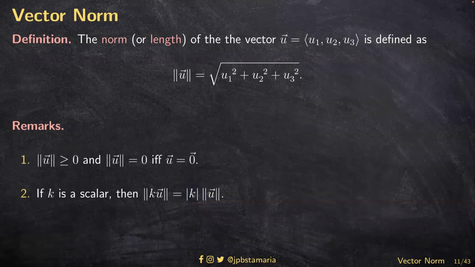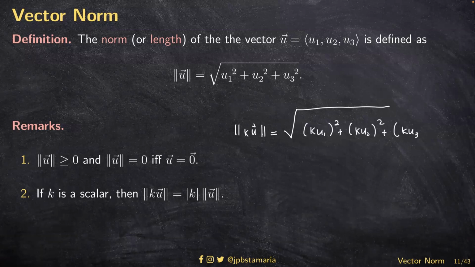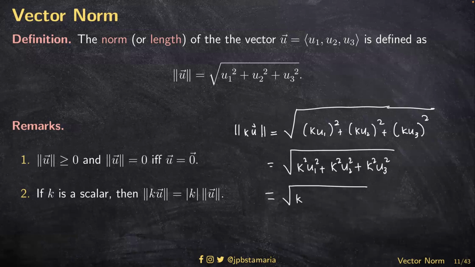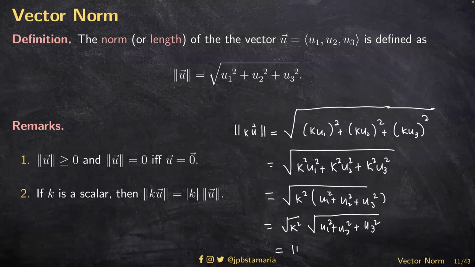Kasi kapag meron kang ku like this, let's say ang u ay may components na ganito, okay? Para ka lang nag-square root ng components mo na ku1, ku2, tsaka ku3. I hope nakakasunod kayo. Bakit ganon? Kasi na-multiply na to ng k. And then, square mo lang: k squared u1 squared, k squared u2 squared, k squared u3 squared. Then you can factor the k squared. You have the following. Okay? And then yung square root ng k squared ay absolute value of k, times the norm ng original vector na u. So yun yun.